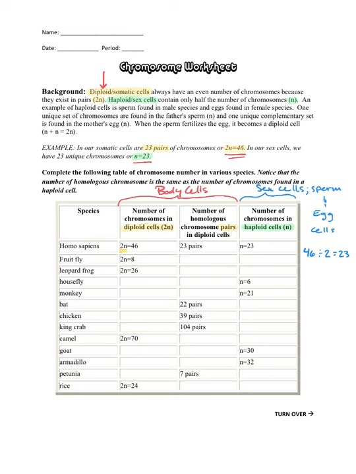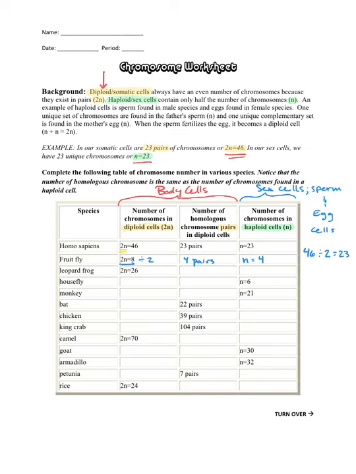Let's look at the fruit fly. The fruit fly has 8 chromosomes in its diploid cells. If you take 8 and divide it by 2, that's going to give us 4 chromosomes in a haploid cell. That also means that there are 4 pairs of chromosomes in a diploid cell.